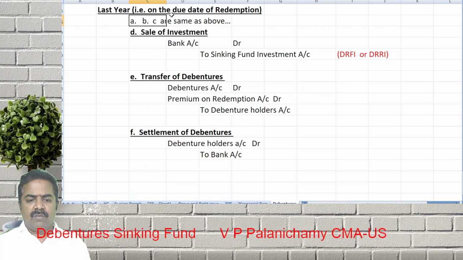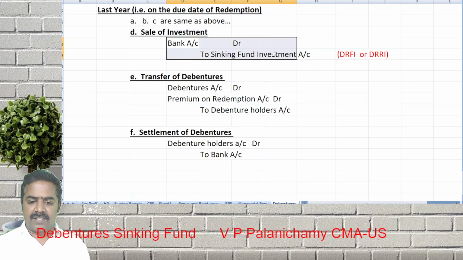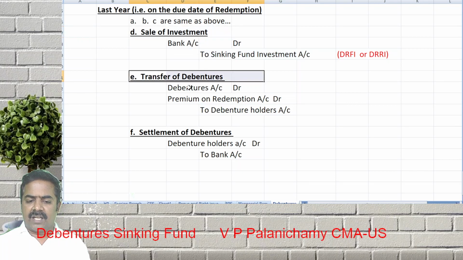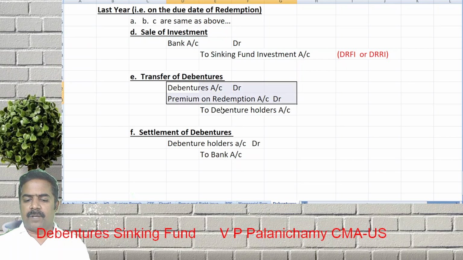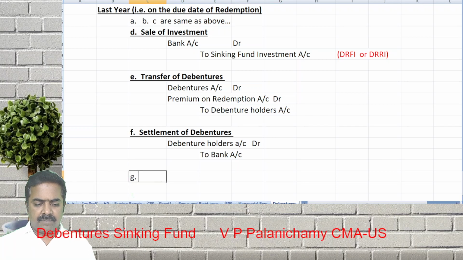So listen, what is ABC? Interest received, interest transferred, annual appropriation same. In the last year you will not make investment. What you will do? You will sell the investment. Transfer the money to debenture holders with premium promised if any. Settle the debenture holders. Then G, adjustment of premium on redemption.